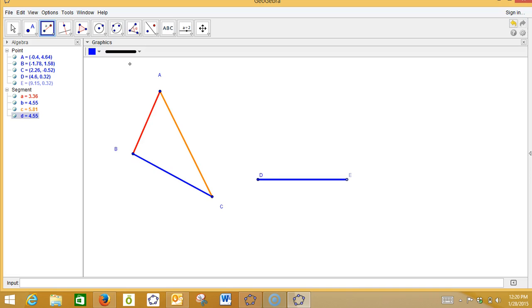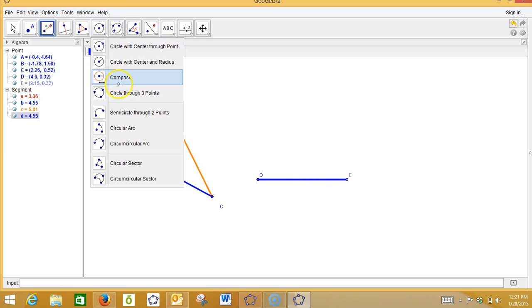Okay, so now the next thing that we need to do is either build the red segment or the orange segment, our choice. Maybe I'll do the red one next. So what I want to do is use the compass tool. Now I usually use the segment with given length tool for the first segment, and then after that we're going to use the compass tool, and hopefully through these examples you'll see why.